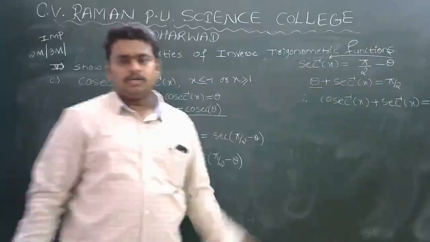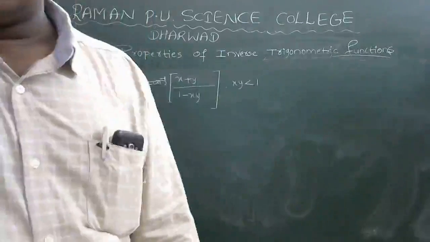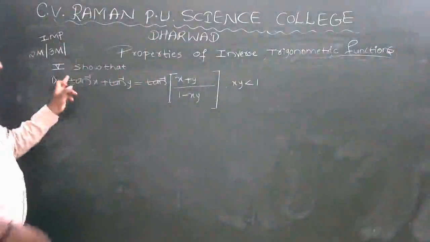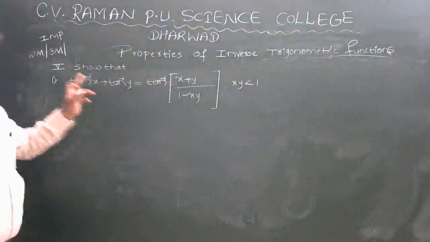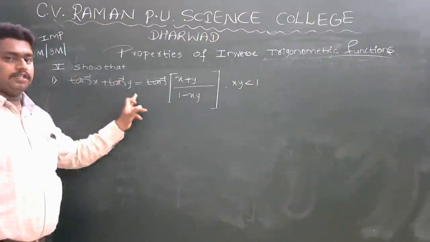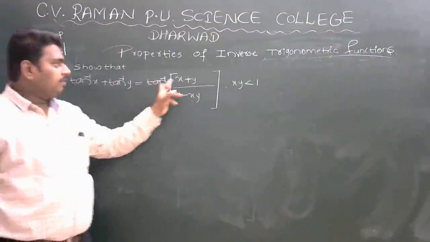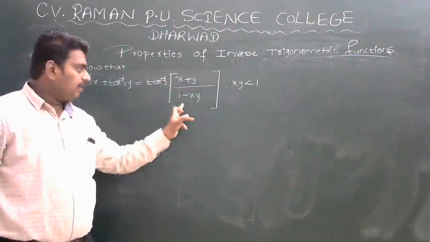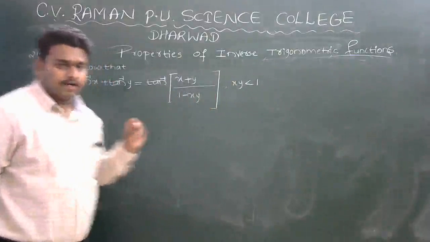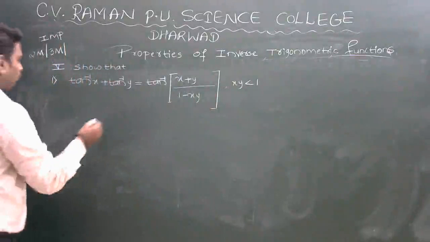Okay, yes, we will go to the next step. The fifth property, show that. Sometimes they may ask you to prove that. Very important one. Tan inverse of x plus tan inverse of y equals tan inverse of x plus y whole divided by 1 minus xy, where xy is less than 1. This will go for the proof part.